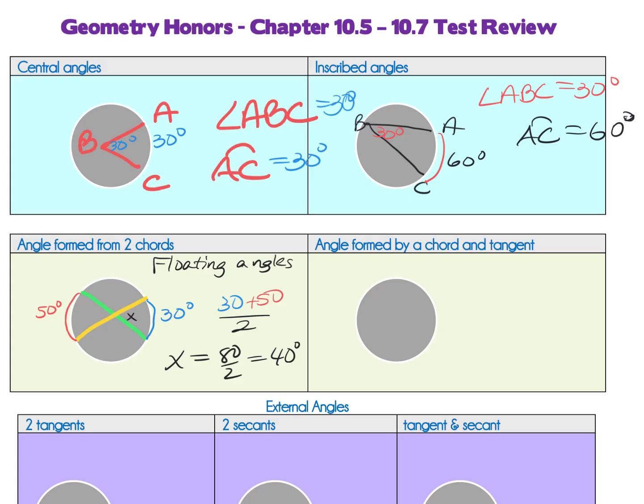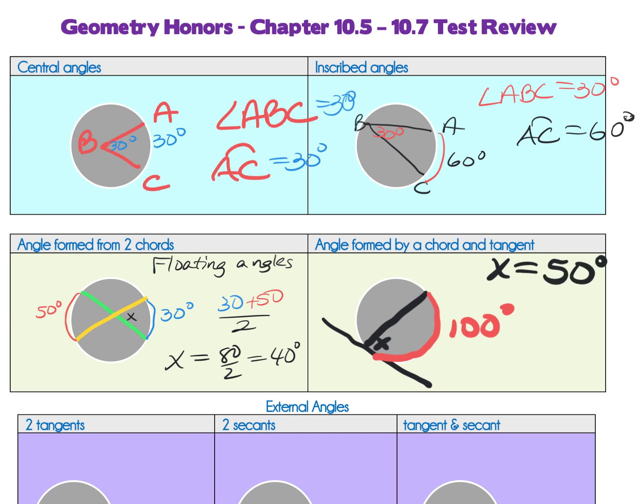When we have an angle that's formed by a chord and a tangent, I could draw a chord and a tangent. We know that this angle that's being formed is going to be half of its intercepted arc. So its intercepted arc could be right here, and let's say it's 100, then I know X is going to be half of that, and X will be 50. So when you have an angle formed with a tangent and a chord, it's always half of its intercepted arc.